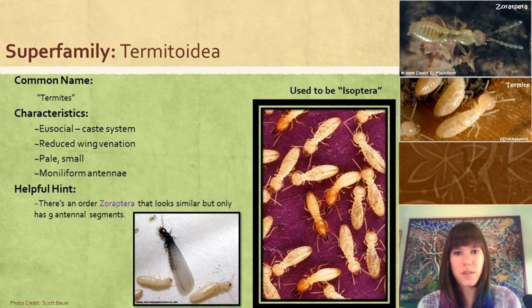The characteristics of termites are that they're eusocial. The ones with wings, or the alates, have reduced wing venation. They're all kind of small and pale, and they have moniliform antennae.